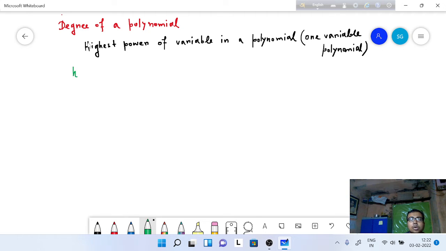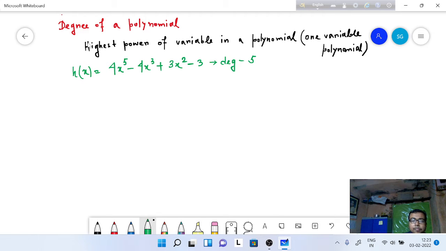See, we write h of x equals 5 x to the power 5 minus 4 x cube plus 3 x square minus 3. You see, this is a one variable polynomial. So according to our definition, highest power of the variable in a polynomial. So the highest power of the variable is 5. So the degree we can write is 5.